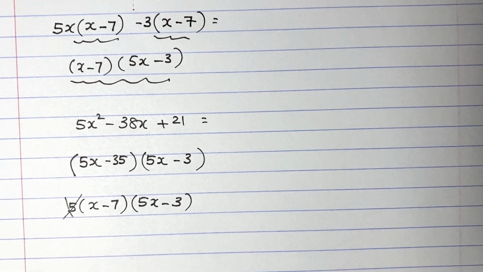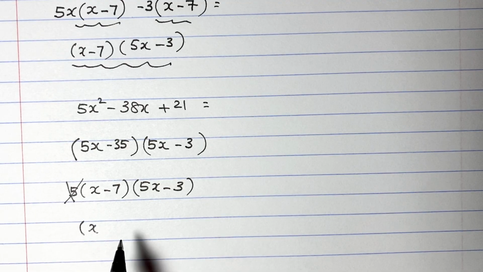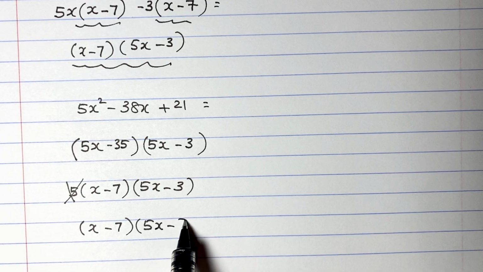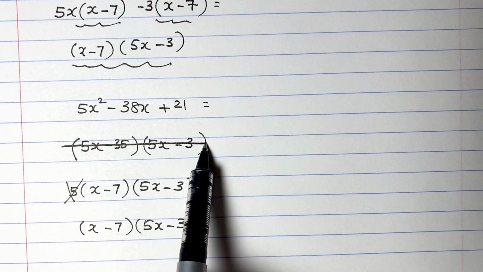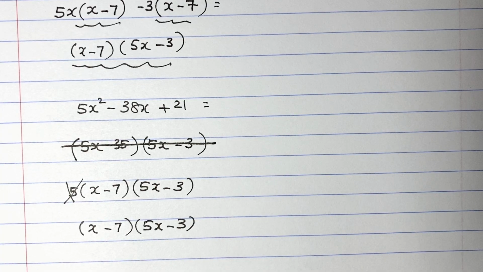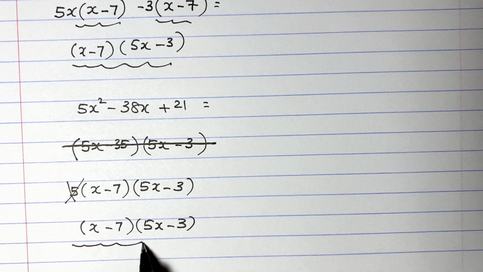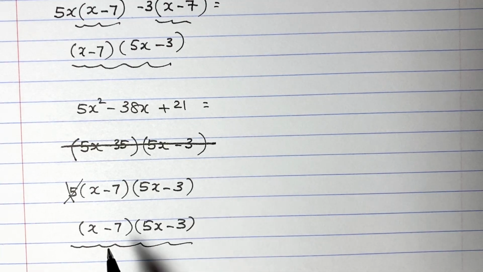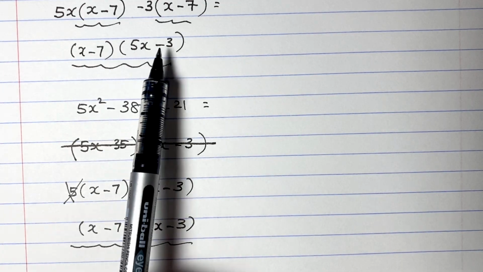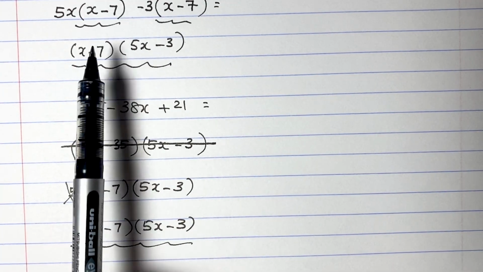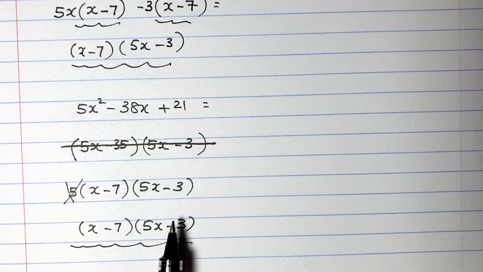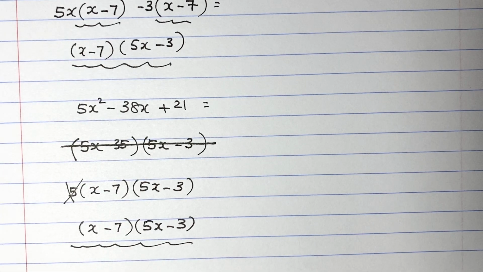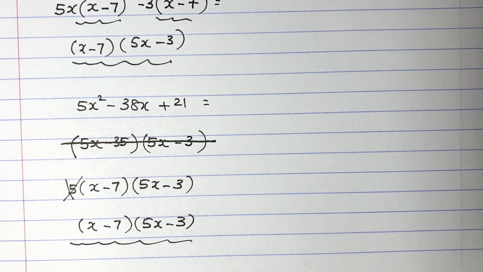Cross that factor out and write your question again neatly, and get rid of the wrong section of this solution. As you can see, the same answer. As I said, if you end up with brackets the other way around, it makes no difference. As long as you have x minus 7 and 5x minus 3 in any order multiplied, it would be correct.